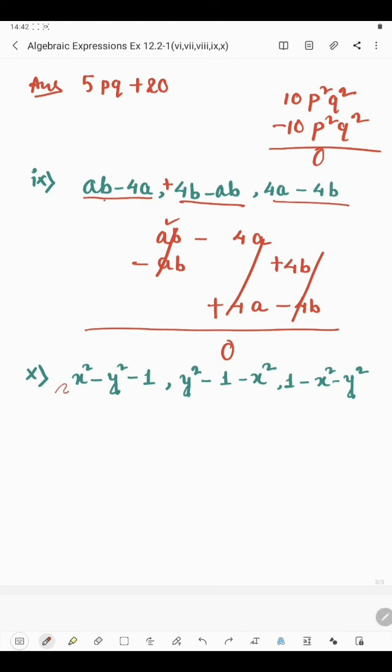Now in the 10th part we have x square minus y square minus 1, so this is the first expression as we have comma after this. Now y square minus 1 minus x square, so this is the second expression because after this we have comma, and then in the third expression we have 1 minus x square minus y square. Okay, so here we have three different expressions. We will have to write these three expressions in three different lines.